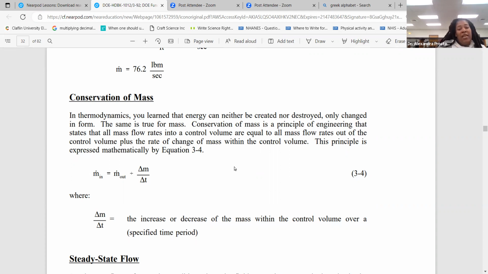So the principle is written mathematically where you have M in is equal to M out plus delta M over delta T, where delta M over delta T is the increase or decrease of the mass within the control volume over a specified time period.